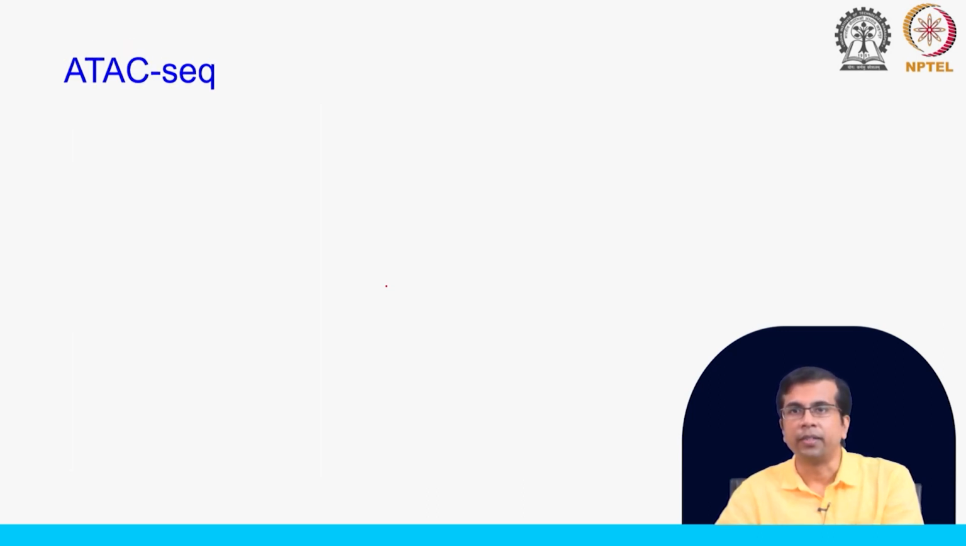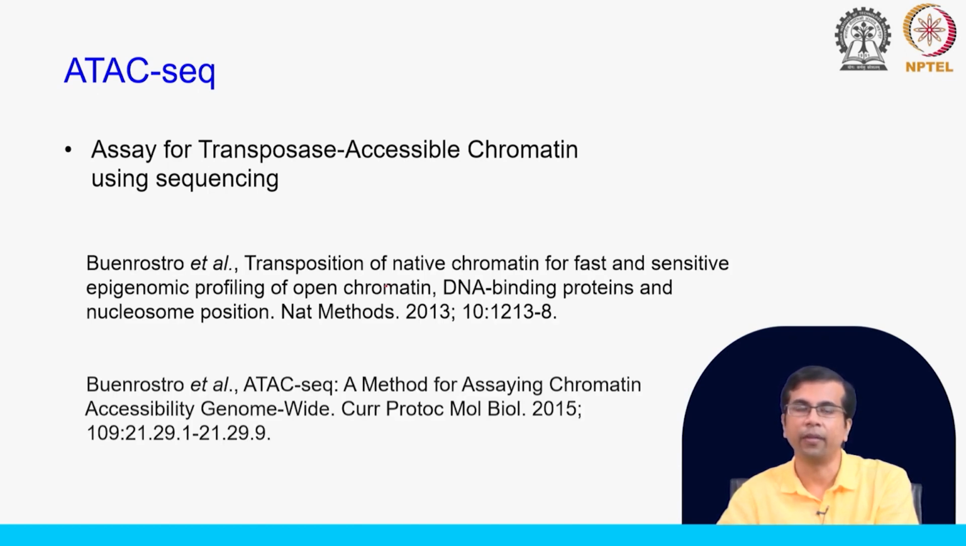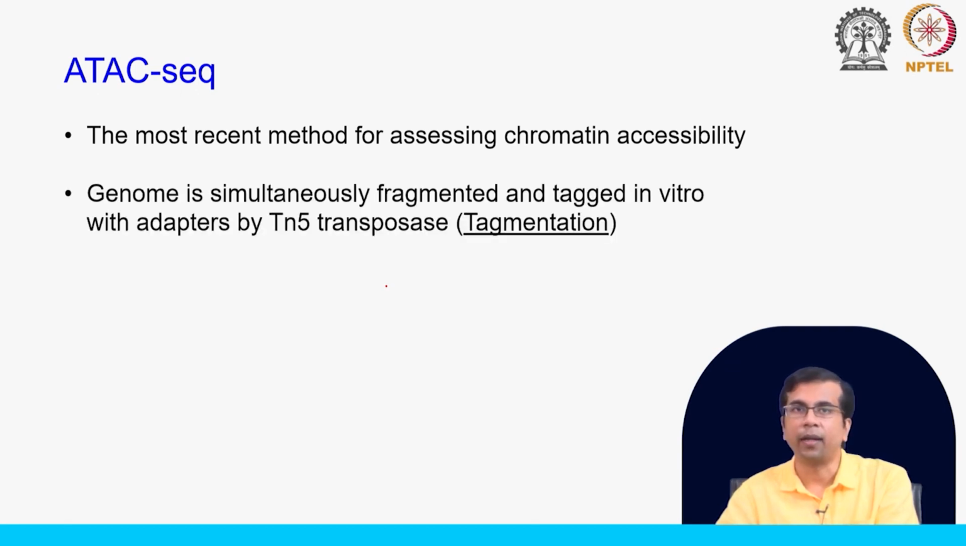Coming to the final method, which is ATAC-seq. This is the most recent method for assessing accessibility. The full form is Assay for Transposase-Accessible Chromatin using sequencing. Here are two papers that describe this method, and as I mentioned, this is the most recent method. One of the key steps in ATAC-seq is to fragment and tag the genome simultaneously by using an enzyme called Tn5 transposase.